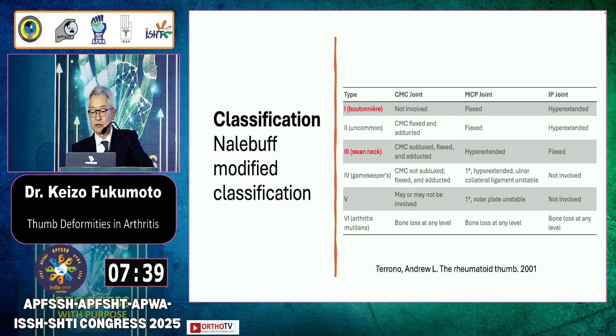The classification usually used is the Nalebuff system. There are several types, but in practice, most patients fall into two groups. Type 1, the boutonniere type, which is by far the most common, and type 3, the swan neck type. So I will mainly talk about these two.